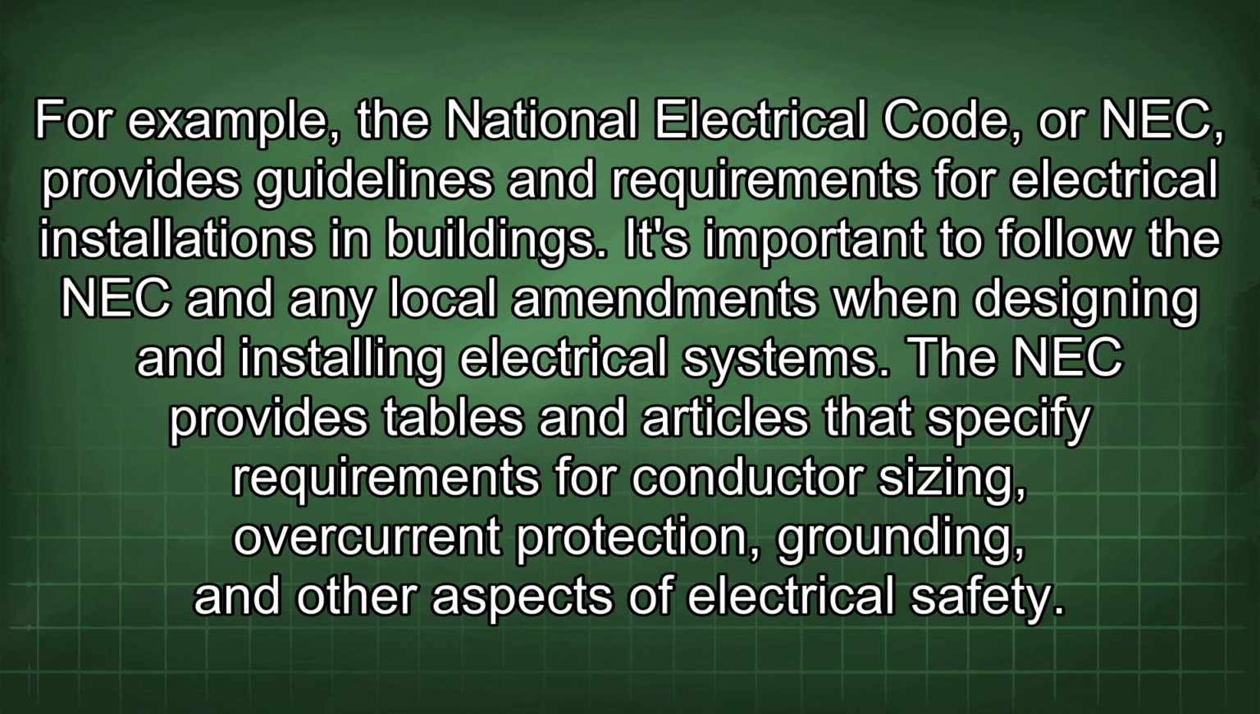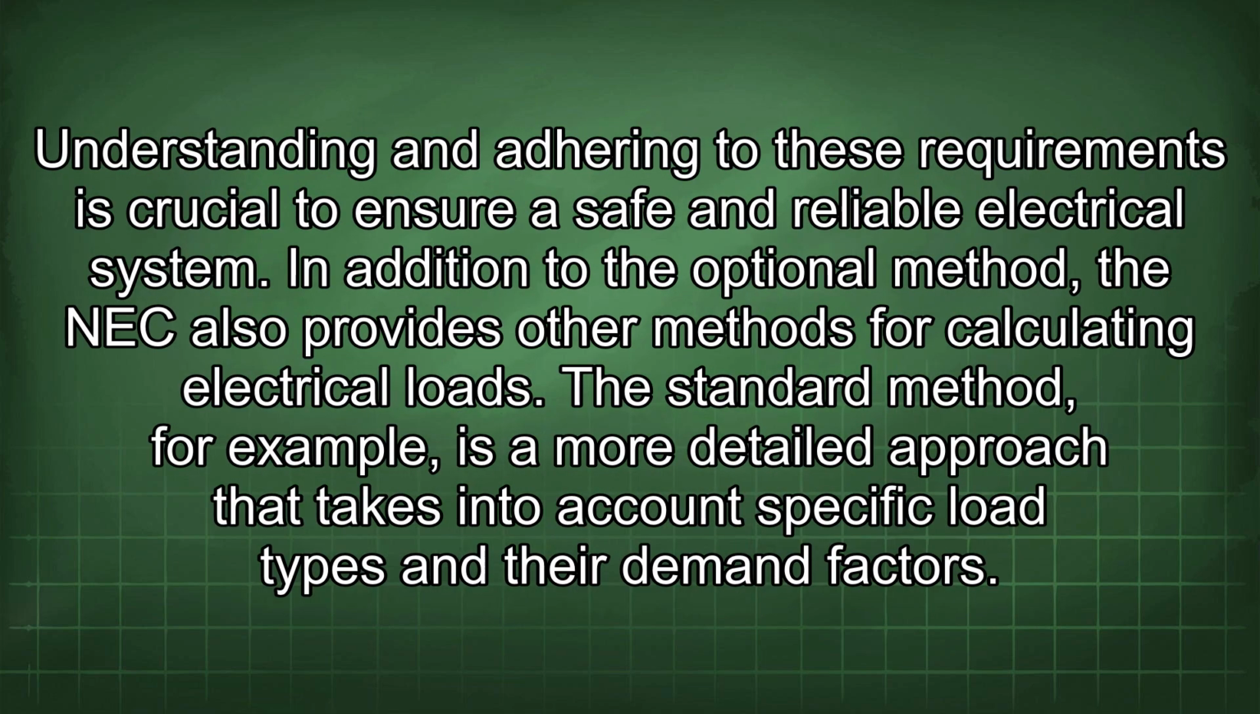For example, the National Electrical Code, or NEC, provides guidelines and requirements for electrical installations in buildings. It's important to follow the NEC and any local amendments when designing and installing electrical systems. The NEC provides tables and articles that specify requirements for conductor sizing, overcurrent protection, grounding, and other aspects of electrical safety. Understanding and adhering to these requirements is crucial to ensure a safe and reliable electrical system.